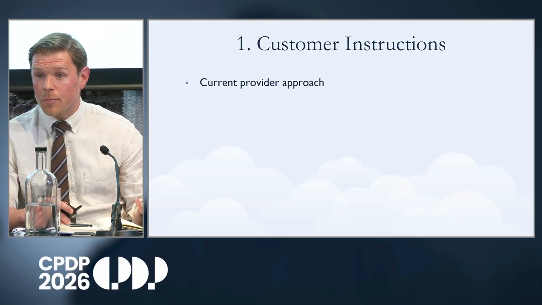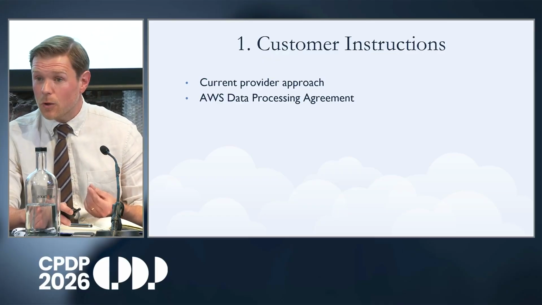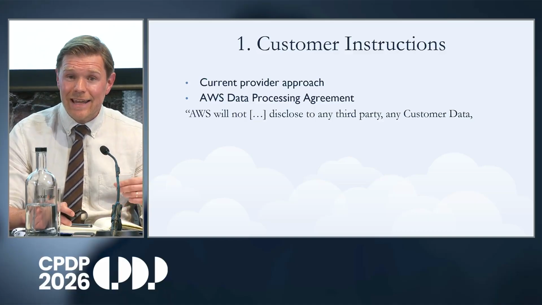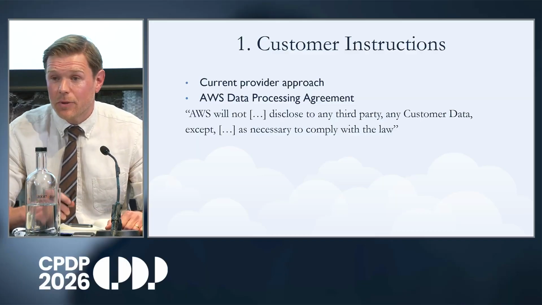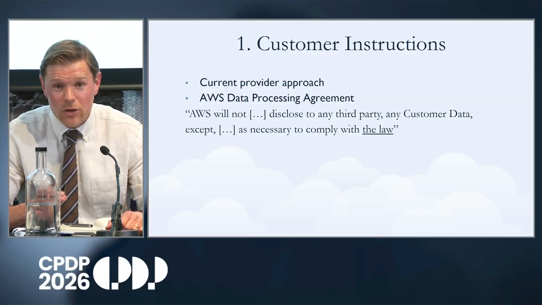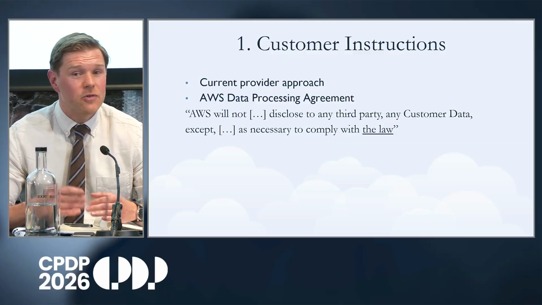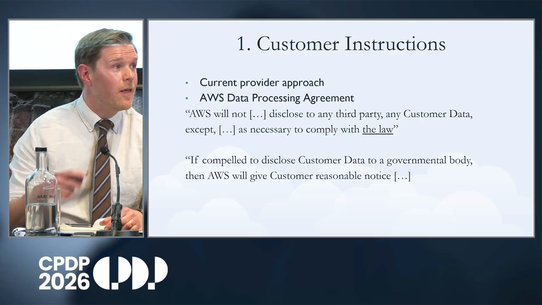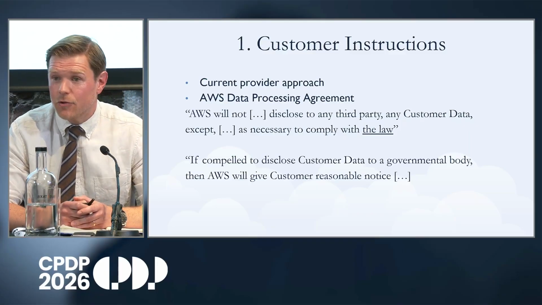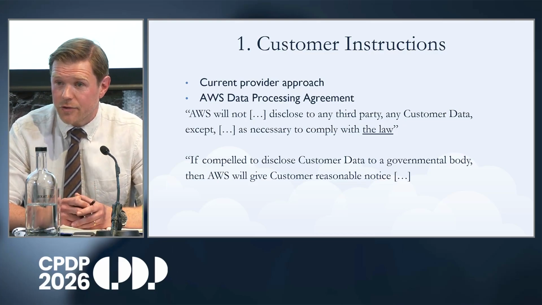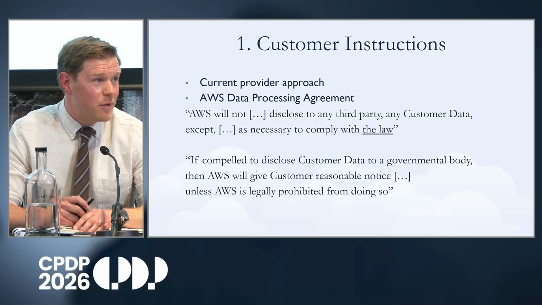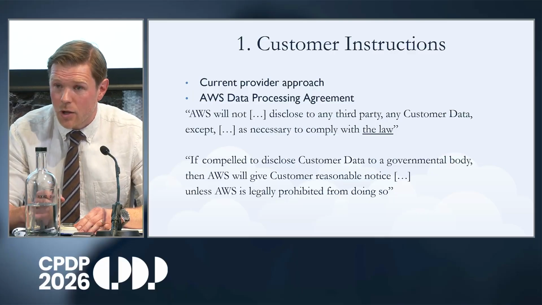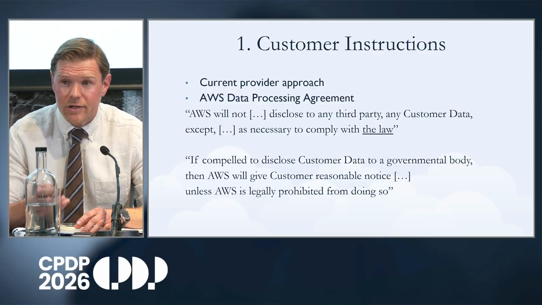Well, we can look at what current providers are doing. And we can look at AWS's data processing agreement as an example. So AWS says AWS will not disclose to any third party any customer data except as necessary to comply with the law. That's the law, not EU or member state law, because obviously AWS knows that it will also need to comply with orders issued under US law. They add that if compelled to disclose customer data to a governmental body, AWS will give the customer reasonable notice, unless AWS is legally prohibited from doing so, which they typically are under US law and certainly are under FISA Section 702, because those orders must be complied with in full secrecy.